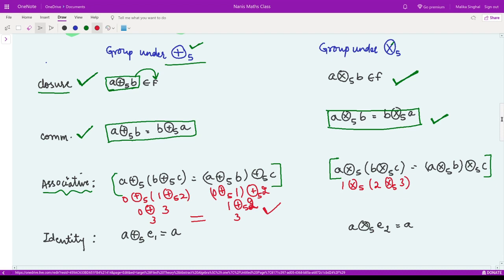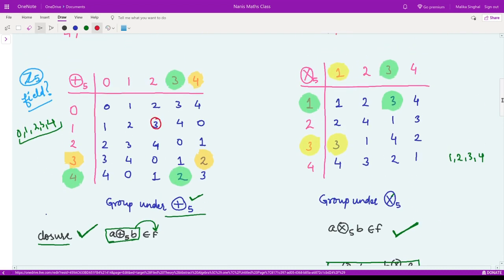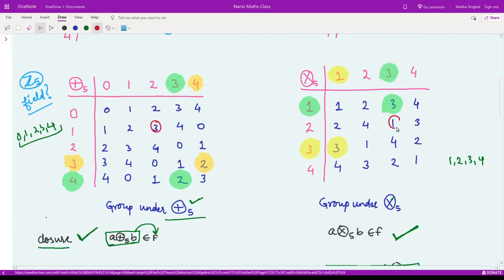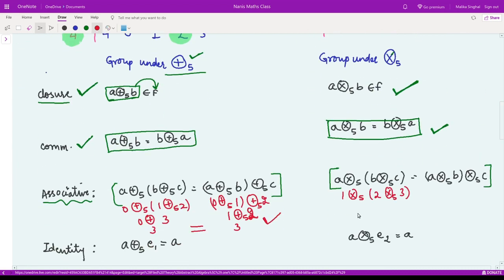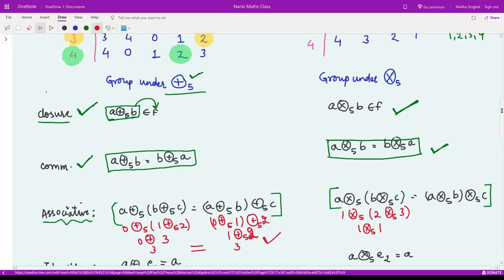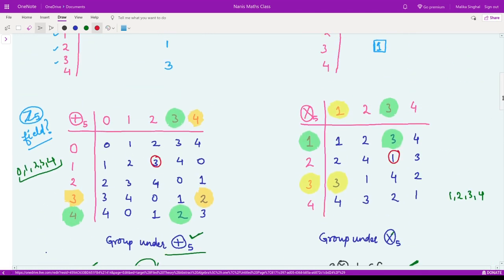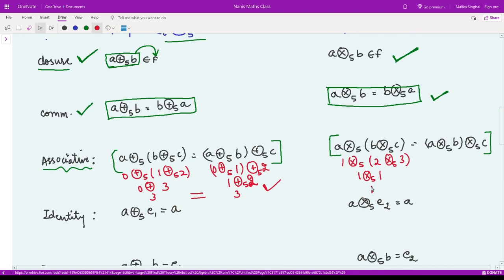So first let me do 2 mod 3. So 2 mod 3 is 1, right? So 1 addition mod 5, multiplication mod 5 1, and then 1 addition mod 5 1, that is equal to 1. So here I have 1.